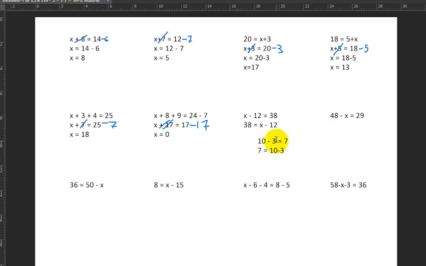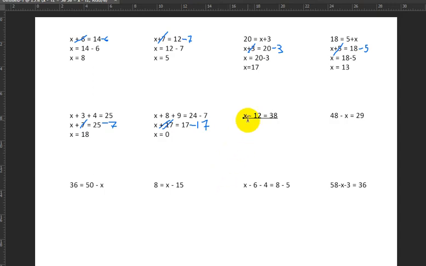But I cannot say that 10 minus 3 is the same thing as saying 3 minus 10. 3 minus 10 is minus 7. It is not the same thing. So I can flip what's on each side of the equal sign if I want to, but I cannot switch positions between the numbers that are on each side of the minus sign. So x minus 12 can't become 12 minus x, right?